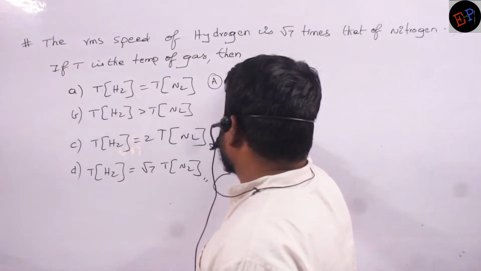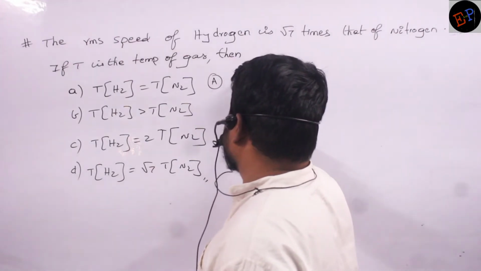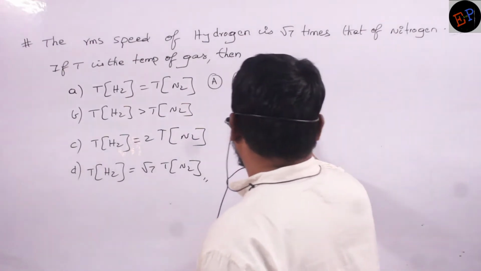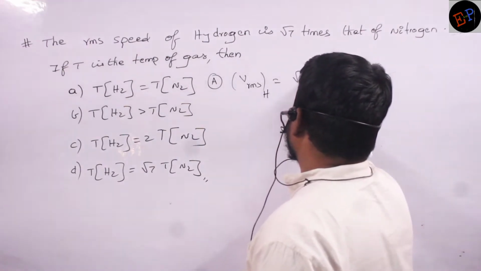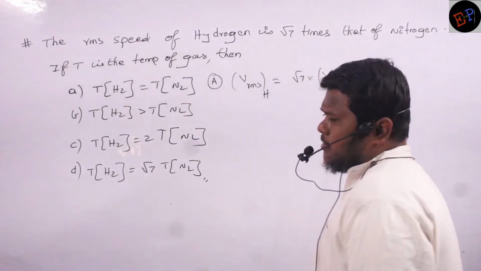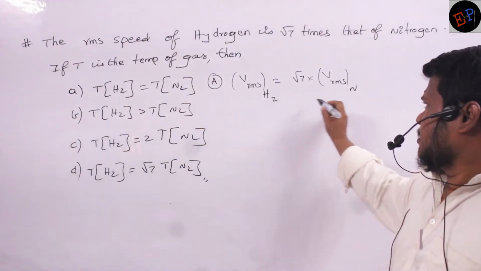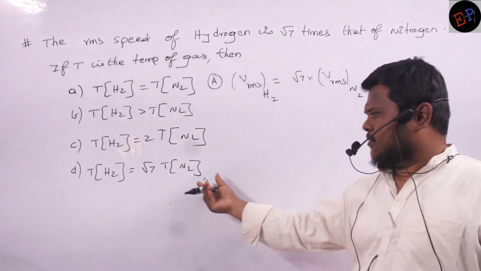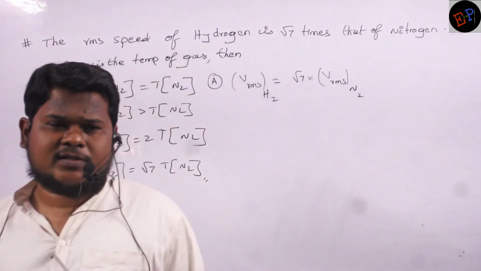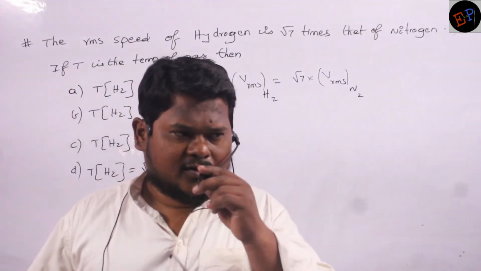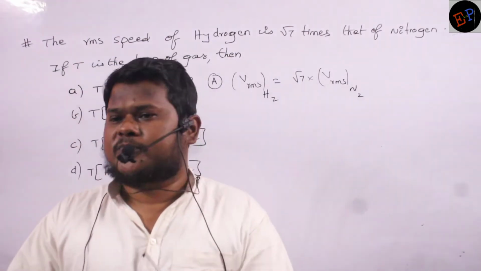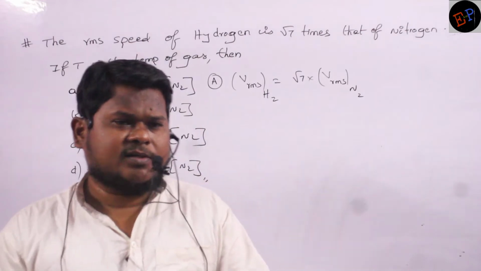So the RMS speed of hydrogen, we will write V RMS of hydrogen is how many times bigger? It is √7 times the RMS speed of nitrogen. This is what he gave. Then I want the relation between temperatures. It means you have to use one of the 6 equations of RMS velocity we have studied. Out of those, take any one equation where temperature is present. Then very easily you can get the relation.